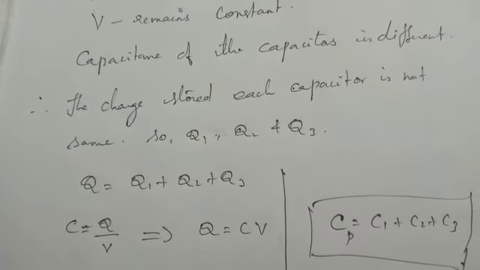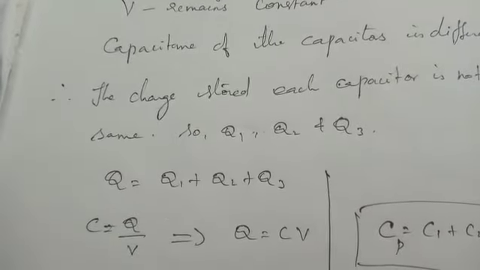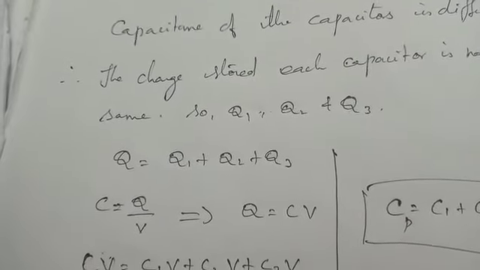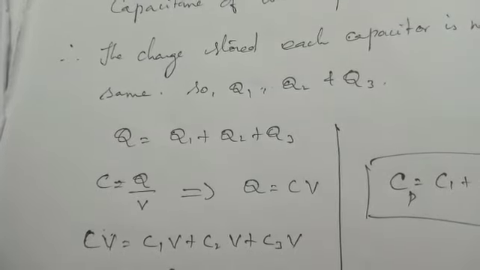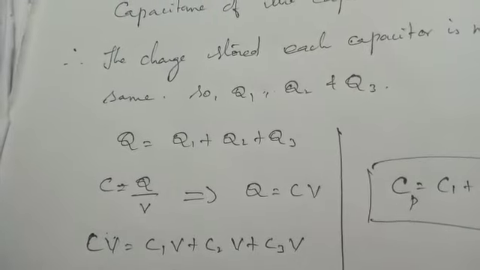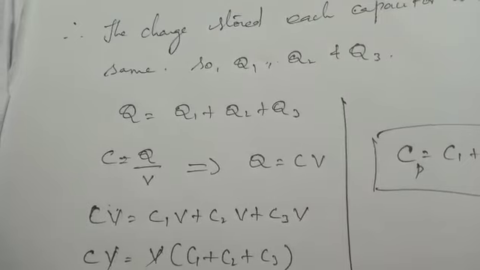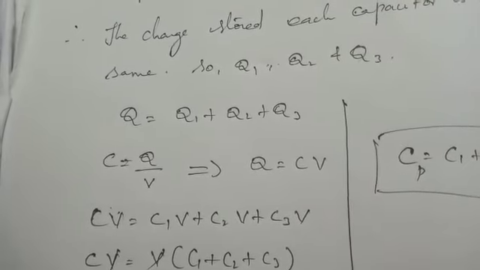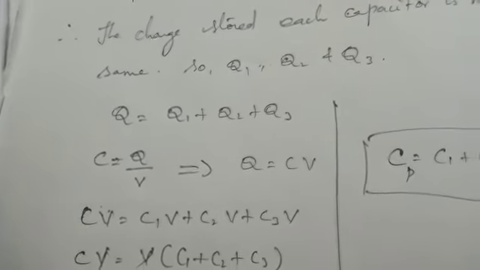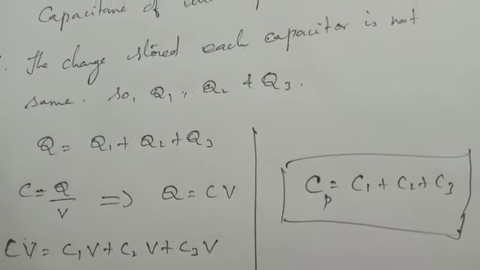According to the law of conservation of charge, Q is equal to Q1 plus Q2 plus Q3. From the general equation C is equal to Q by V, so Q is equal to CV. Substitute that value in the above equation: for Q, CV; for Q1, C1V, plus C2V plus C3V. Take V common and cancel it. Then C is equal to C1 plus C2 plus C3. That C is referred to as capacitance in parallel. So CP is equal to C1 plus C2 plus C3.